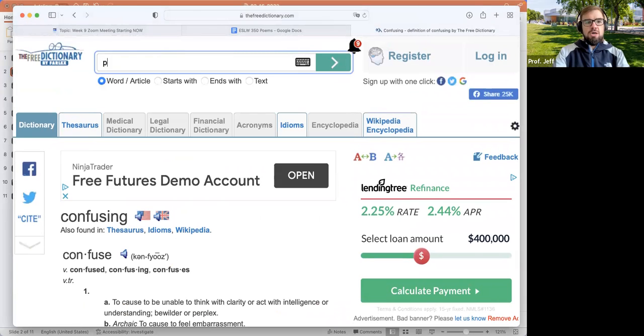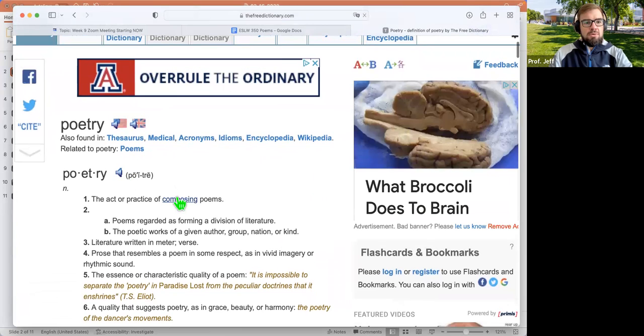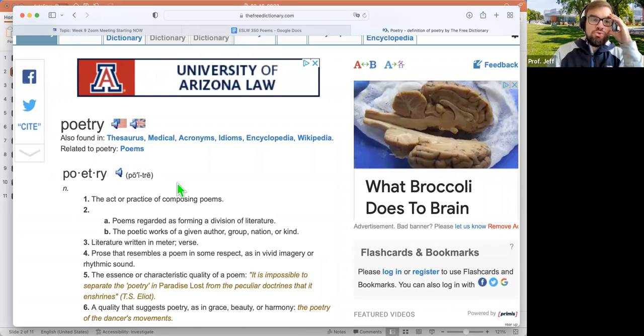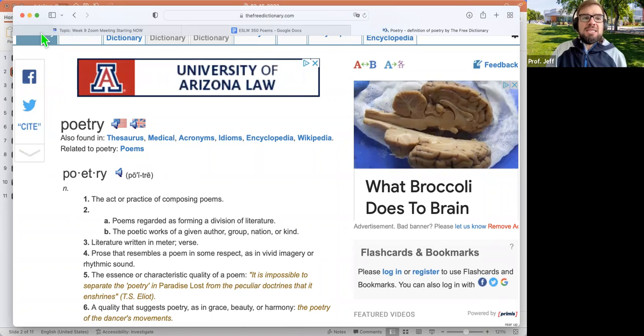Let me give you one more. How about poetry, since that's what we're talking about? Poetry. Yeah, and there's the syllable stress, right? Little apostrophe after, excuse me, the first syllable. Okay. So that might be really helpful as you're thinking about how to identify stressed syllables, the number of syllables when you're looking at poems, right? And especially in English.